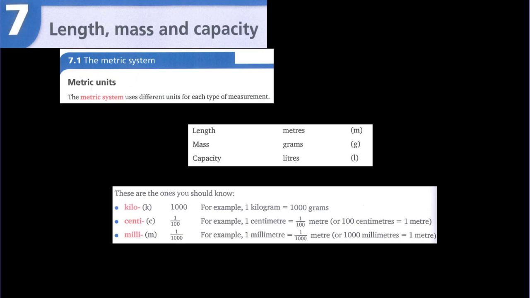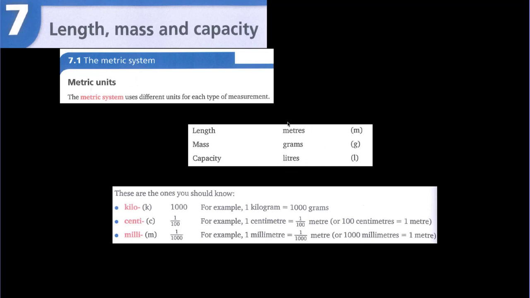Hi dear students, we are starting a new chapter, length, mass and capacity, and we are going to learn the metric system. Here we know that for the metric system we are using different units for each type of measurement. For length we are using the meter, for mass we are using the gram, for capacity we are using the liter.